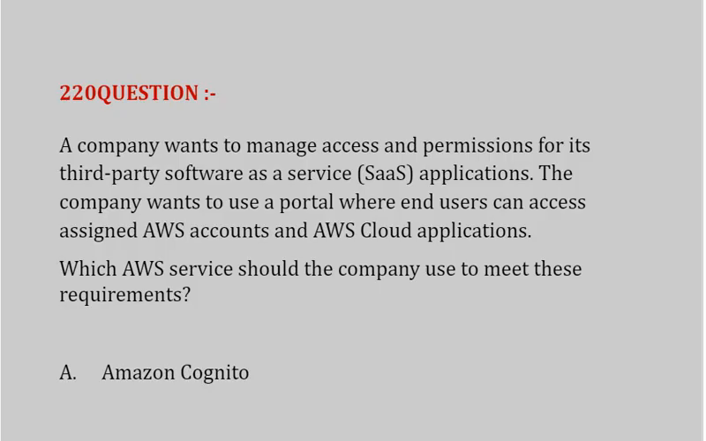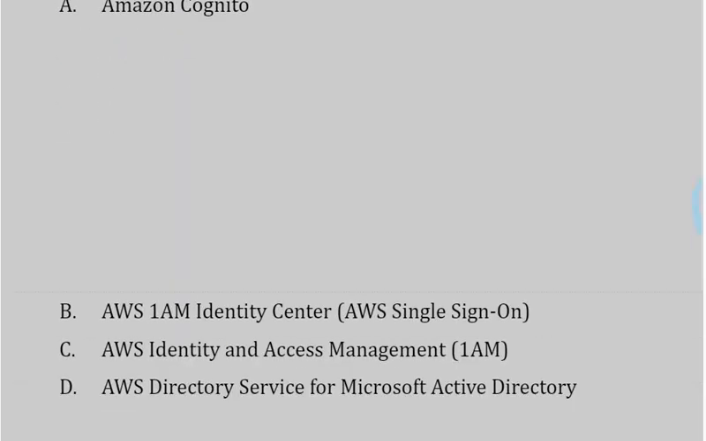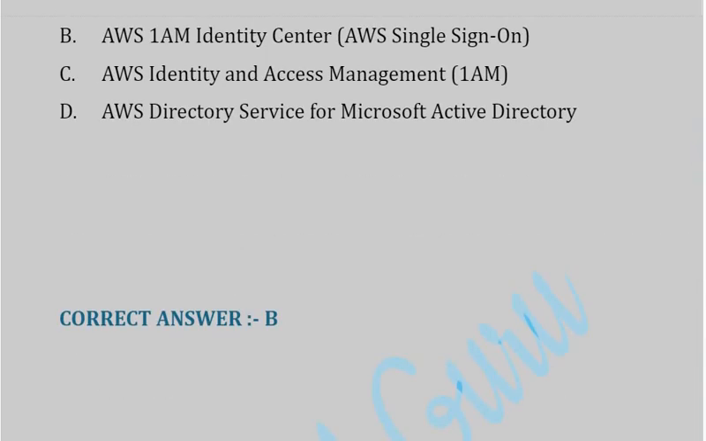Option A. Amazon Cognito. Option B. AWS IAM Identity Center, AWS Single Sign-On. Option C. AWS Identity and Access Management, IAM. Option D. AWS Directory Service for Microsoft Active Directory. Correct answer is option B.